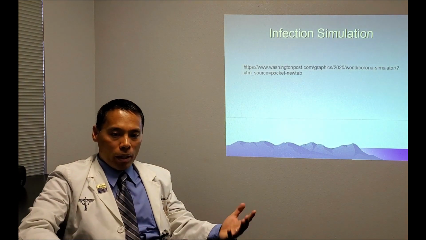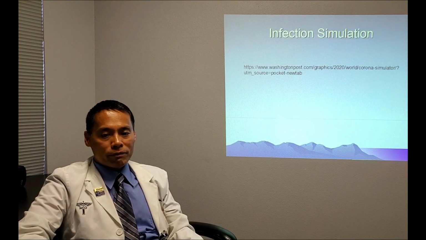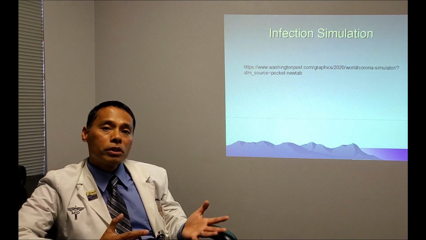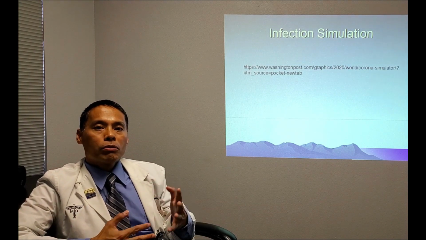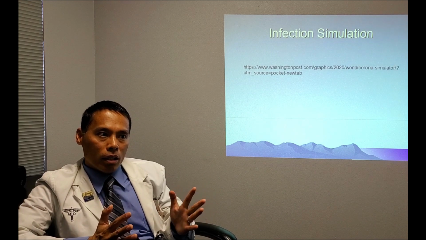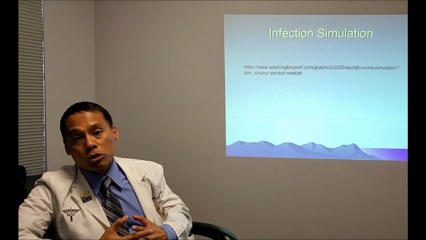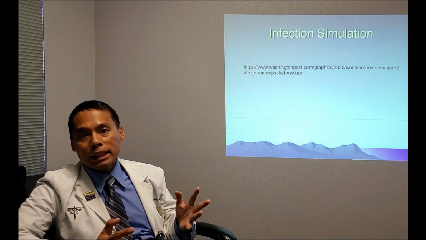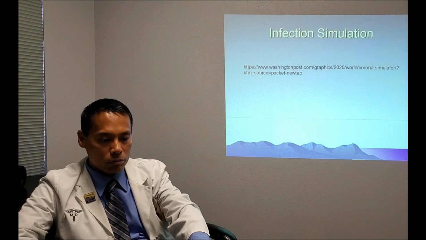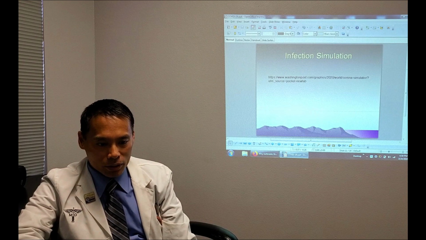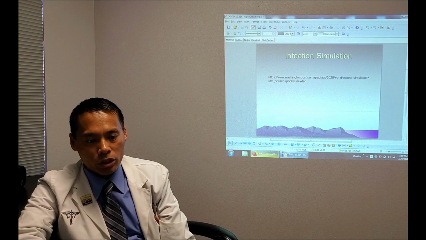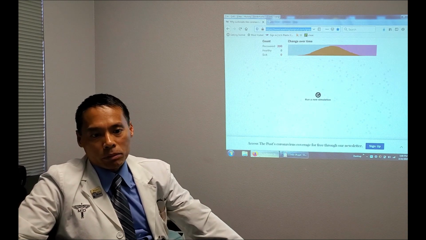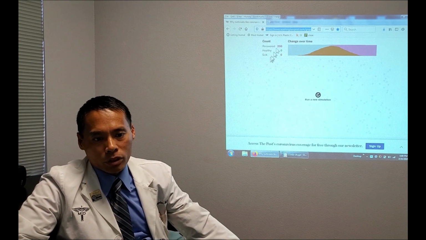Okay, so at this point, I actually wanted to show you an infection simulation in terms of what happens if we allow everyone free movement, or if we quarantine, and if we do social distancing, which is what we're doing now, and reduce the number of mobile individuals within our community. So let me step out of this, go into the website. This is actually taken from the Washington Post, and I'm going to have to give them credit. And the website is right here on my screen.